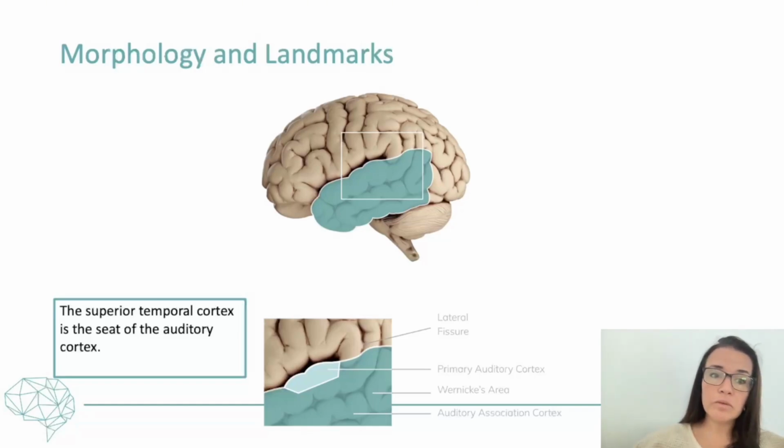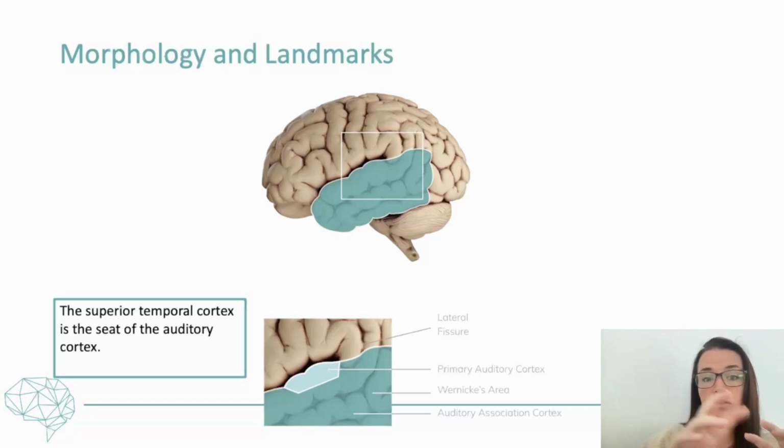But also very importantly, the superior temporal cortex, the top part of our temporal cortex, is the seat of the auditory cortex. So where we're taking in verbal information. Here, on the enlarged image, we've got our lateral fissure, and then that superior part, the top of the temporal lobe, is our primary auditory cortex.